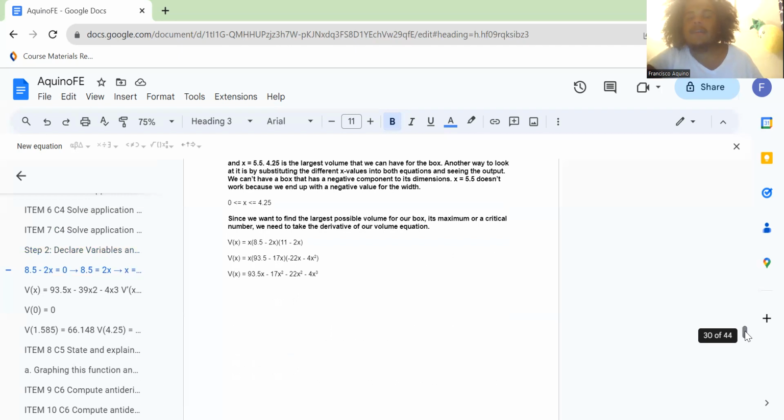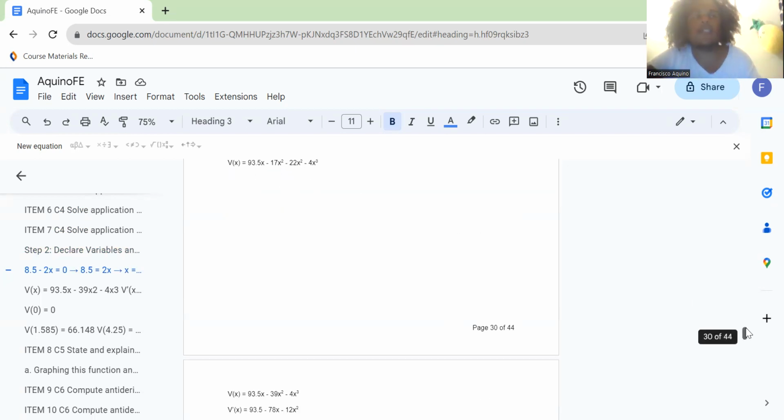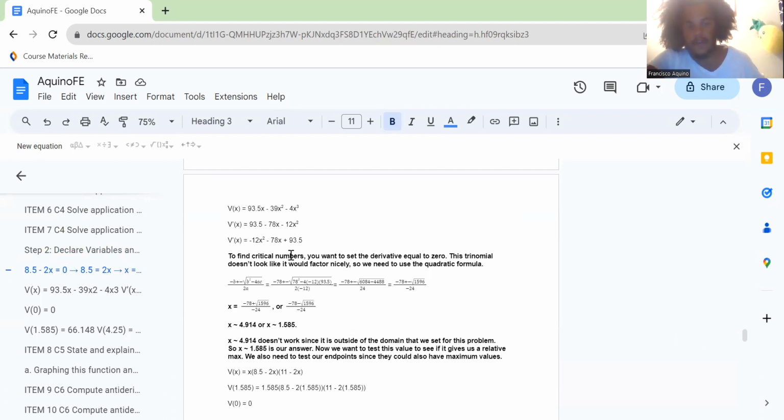Now that we have our domain, we want to find the largest possible volume. We want to take the derivative of our volume function and then set it equal to 0 or find where it's undefined, because doing that to the derivative and solving for x is where you find the critical numbers. And remember, the critical numbers are potential candidates for absolute maxes or mins, which is what we're looking for in optimization problems. So we have the derivative down here. And then you want to find critical numbers by solving this for x. This trinomial doesn't factor nicely, so I had to use the quadratic formula to get these values, which are approximations to make calculations easier.